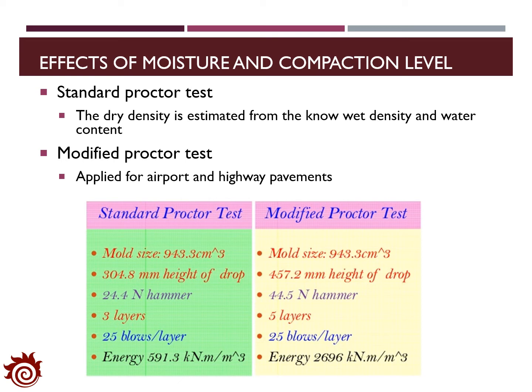In general, the mold size of the two tests are the same, while the dropping height for the modified test is larger. The height will be 457 millimeters. Also, the weight of the hammer is larger, at 44.5 Newton. Usually for the modified test, we have 5 layers instead of 3 layers in the standard test. We will apply the same number of blows for each layer, and the energy applied for the modified test is much higher, at 2696 kilojoules per meter cube.